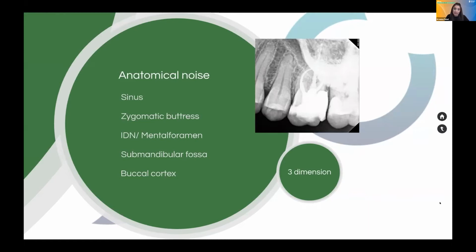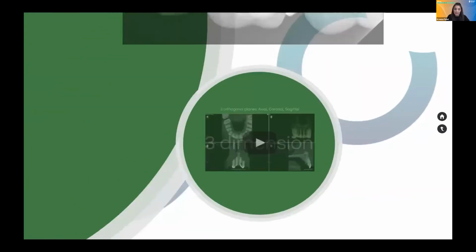The other structures that can overlie teeth that we want to look at are things like the ID nerve or the mental foramen in the lower mandible, the submandibular fossa, and we know that the buccal cortex is very thick as well, and that can obscure the anatomy that we're trying to have a look at.